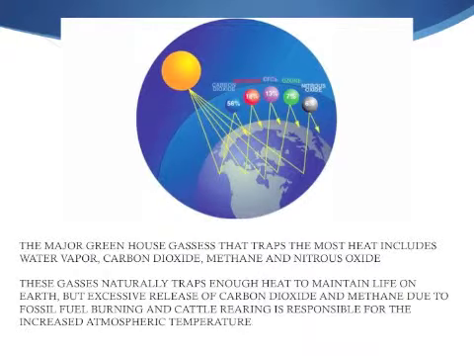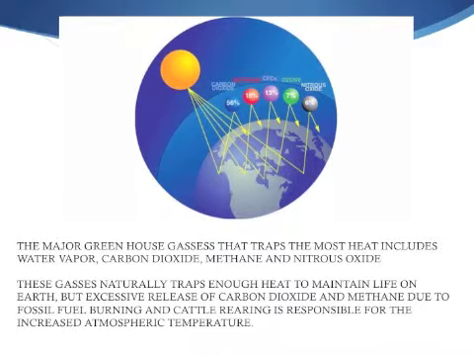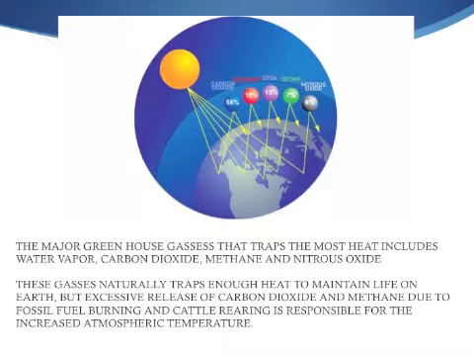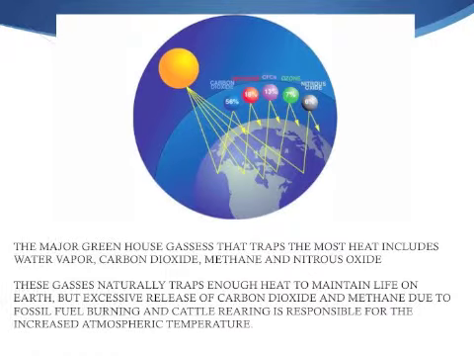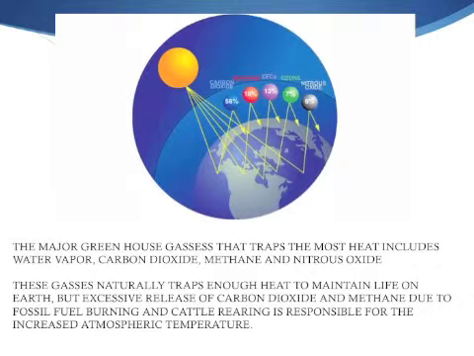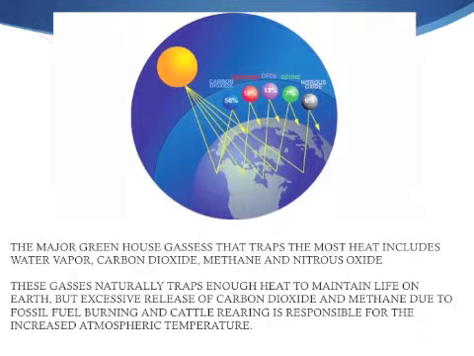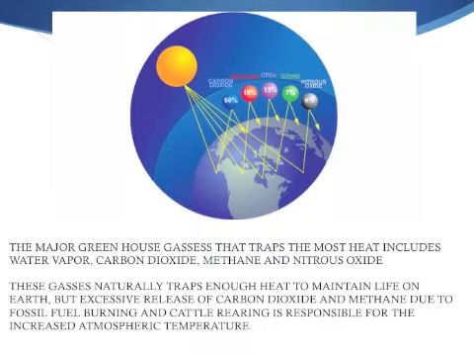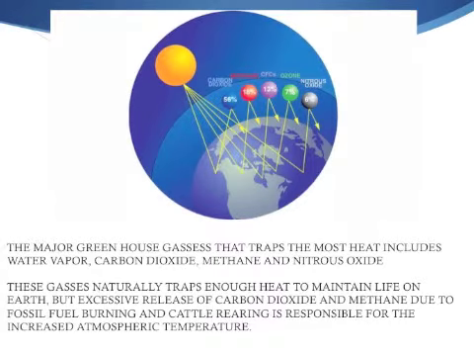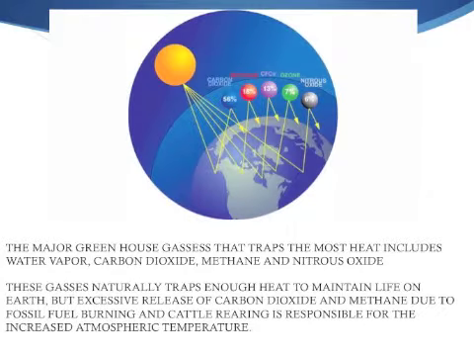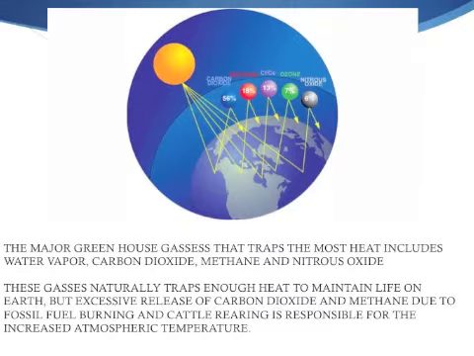In the atmosphere, there are gases that we call greenhouse gases, and these are water vapor, carbon dioxide, methane, and nitrous oxide. These gases by themselves, we need them. They help maintain the Earth's atmosphere, keep it warm to sustain life. But excessive release of carbon dioxide and methane due to fossil fuel burning and cattle rearing is causing an increase in the atmospheric temperature. It's leading to a rise, which in effect leads to global warming.